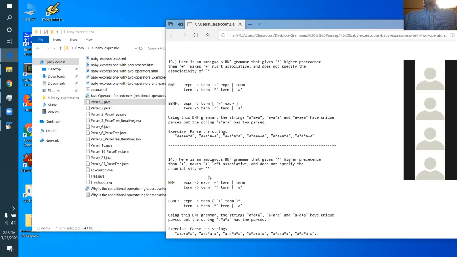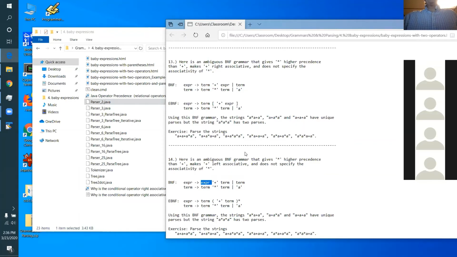The only thing that's changed here is that expression is left recursive. So it's really the same, very similar grammar. Here, expression was right recursive. Here, expression is left recursive, and term is still not recursive. It's doubly recursive.